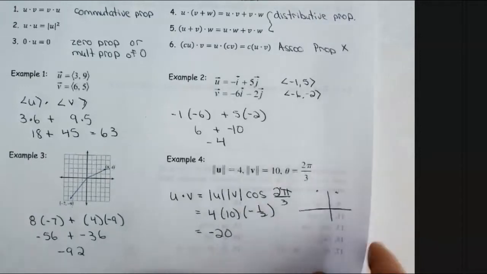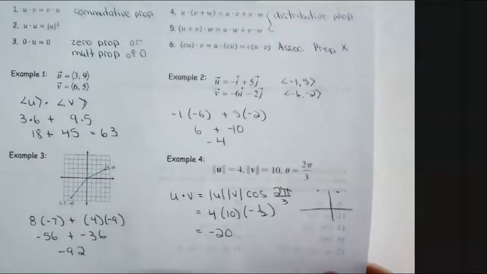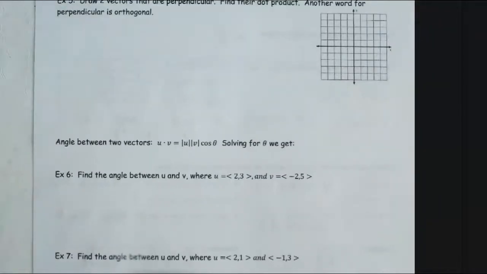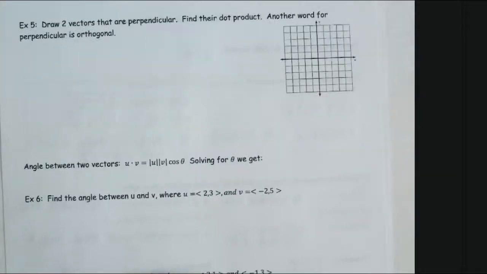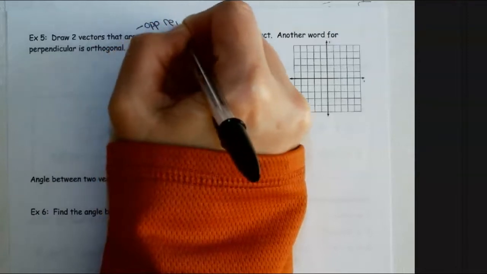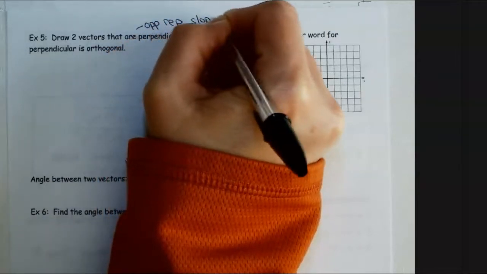Okay, continuing on to the back then. It says to go ahead and draw 2 vectors that are perpendicular, and then we want to take a look at their dot product. So first of all, we want to come up with 2 vectors that are perpendicular, so that means we are looking for opposite reciprocal slopes in order for them to be perpendicular.